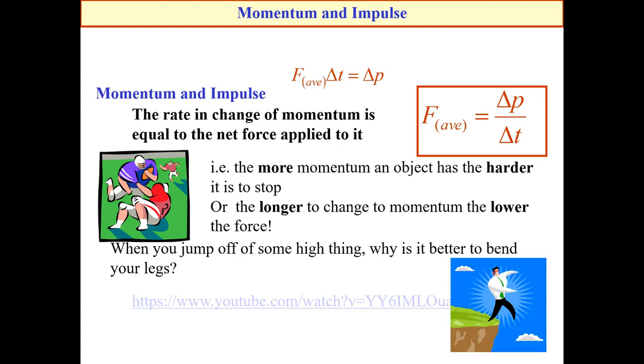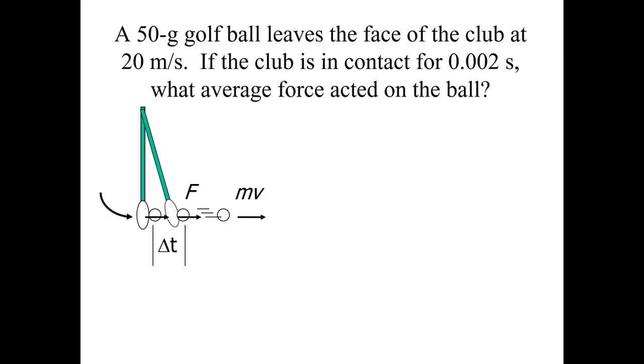So whenever you jump off something high, why is it better to bend your knees? Well, when you bend your knees, you're extending that time. And so the change in momentum is the same, but the force you feel is going to be smaller than if you just locked your knees. Because when you lock your knees, delta T is really, really small, but the change in momentum is the same. So you have a very, very large force. Whereas when you bend your knees, you still have that same change of momentum because you're going from whatever velocity is to 0. However, your change in time is much larger, so the average force on your knees is going to be smaller.